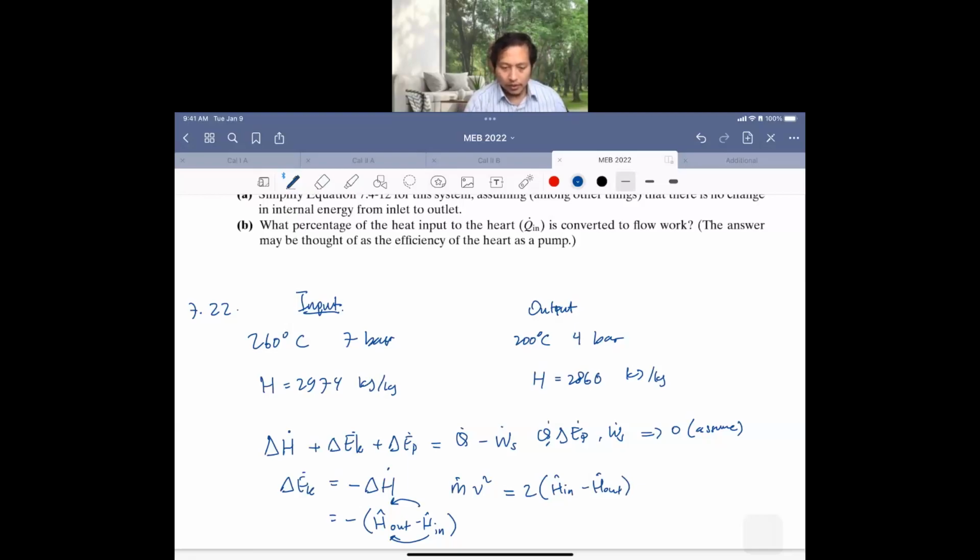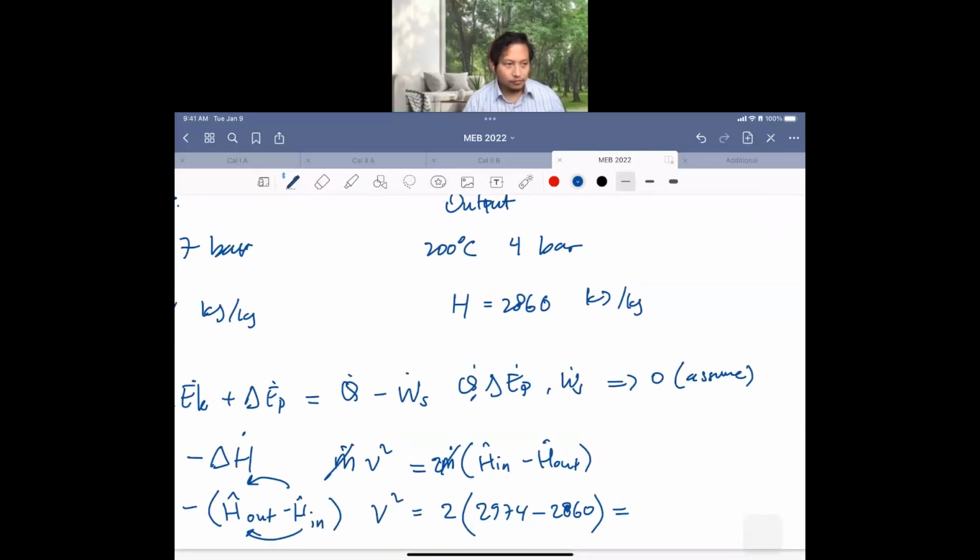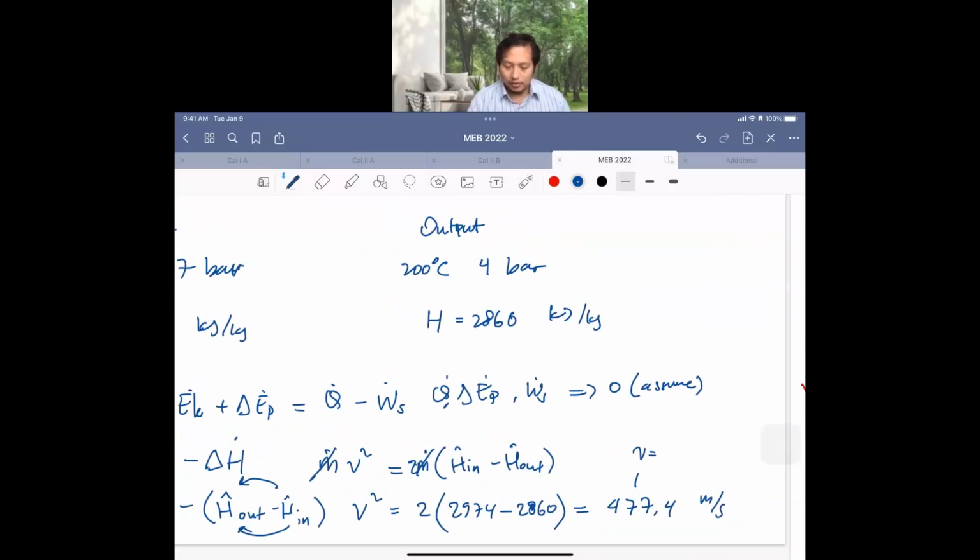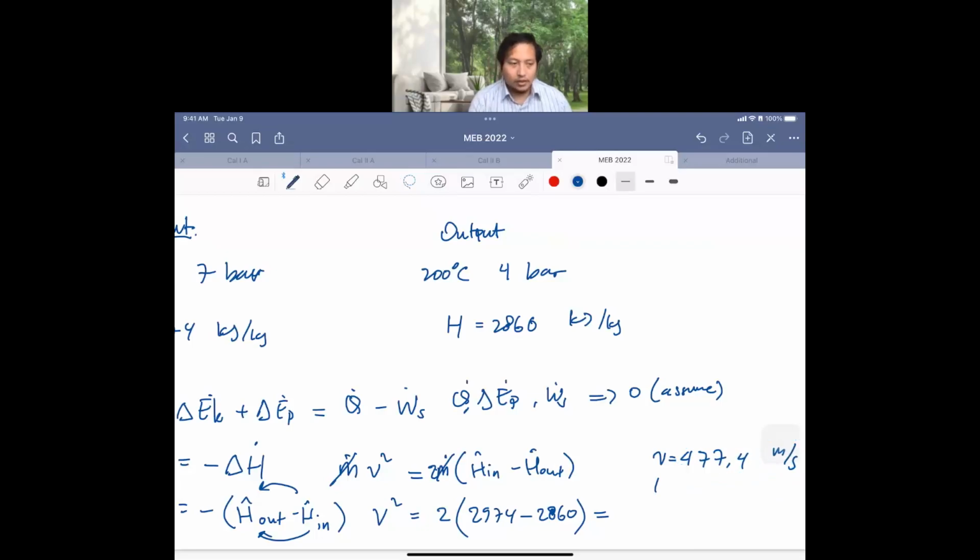And then the m. Let me write the m. So we can cancel this. So this velocity is twice of 2974 minus 860. And this will be equal to 477.4, something like that, or you can just write 477 meters per second. This is V. The V squared should be around 228.